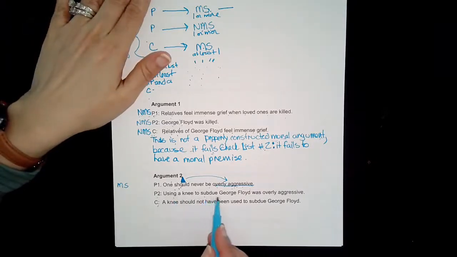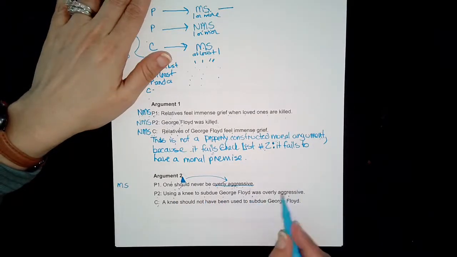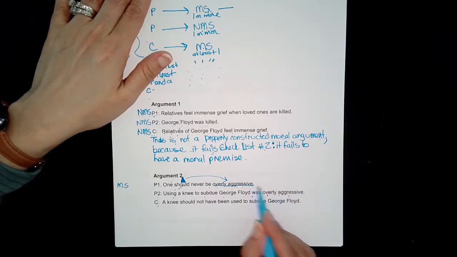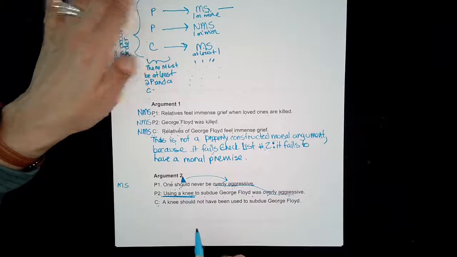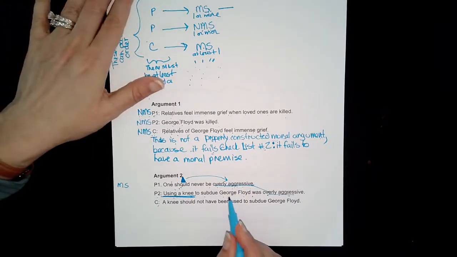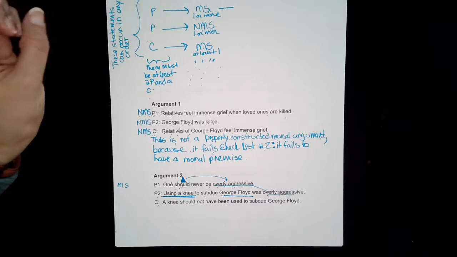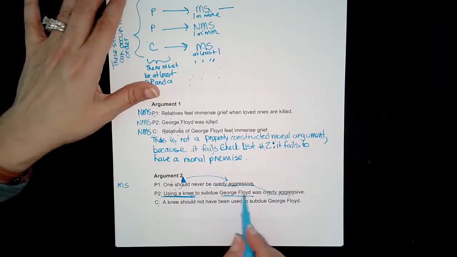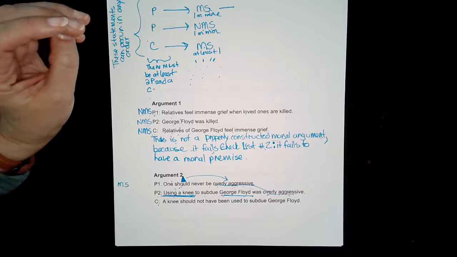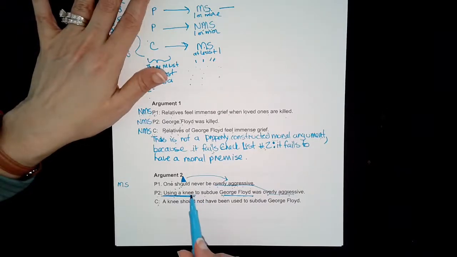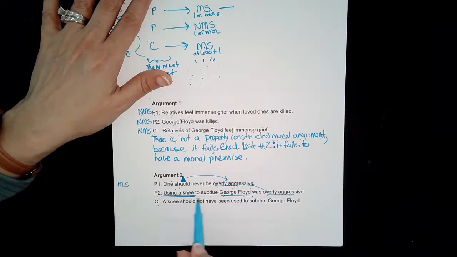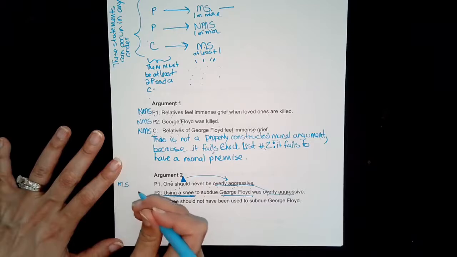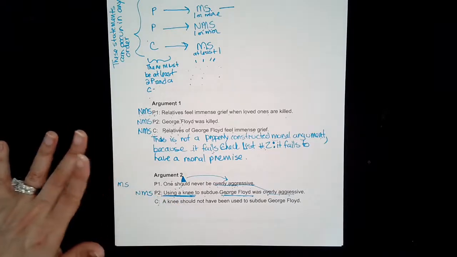Using a knee to subdue George Floyd was overly aggressive. So this describes the nature of an action, right? You can see that right there. And then this names a particular form of what some people say is overly aggressive, using a knee. And this talks about it happening to a particular person, George Floyd. So this is all about particulars, but that doesn't make it a particular moral judgment. In fact, it can't be. Why? Do you see anything about right or wrong or good or bad? Do you see any of those words in here? No. So here we're going to write NMS, non-moral statement.